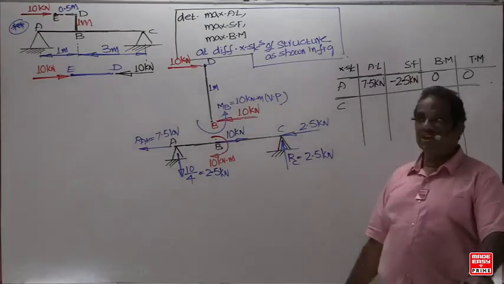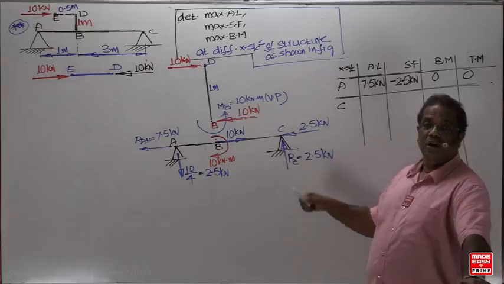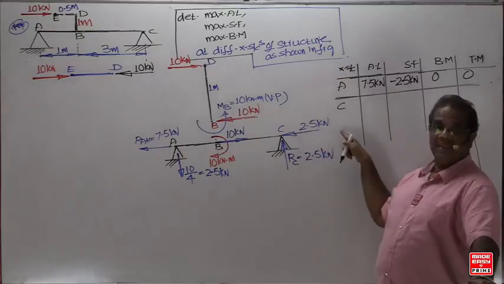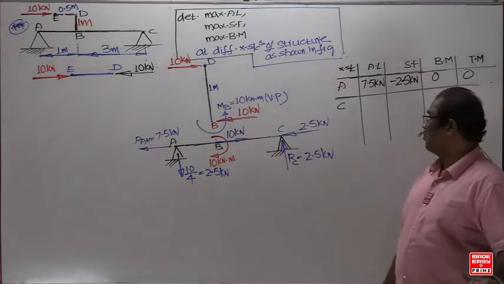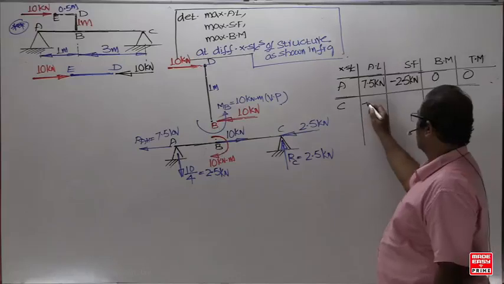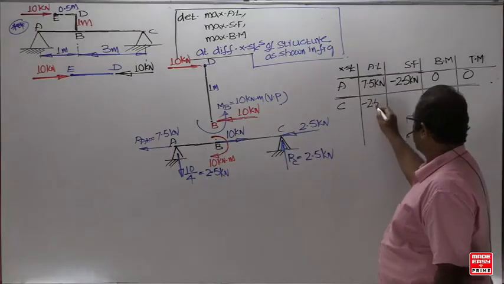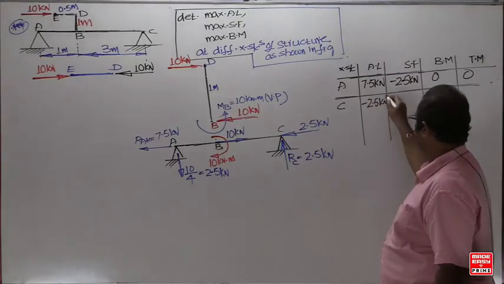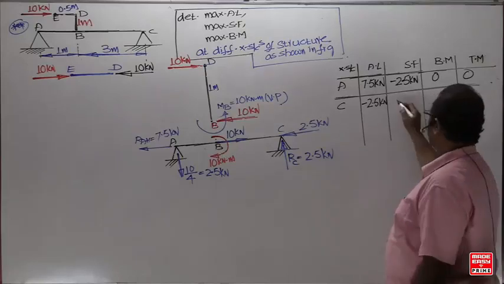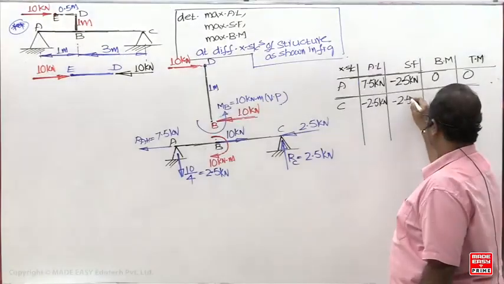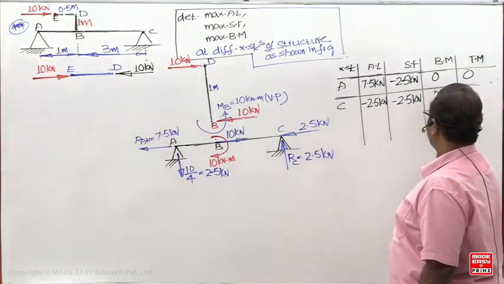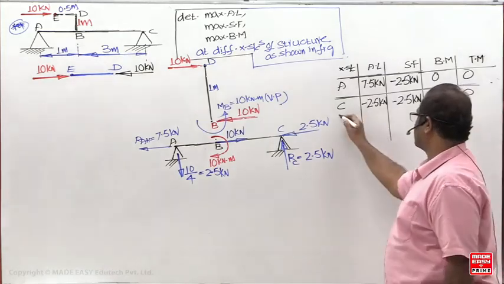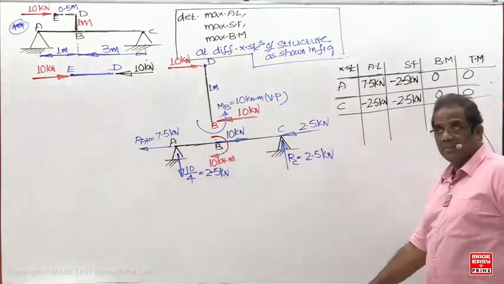Next, what about the other non-junction? C. It is also a non-junction. So directly this will become the axial load and this will become the shear force. So what is the axial load? Minus 2.5. What is the shear force? Minus 2.5. Because bending moment and twisting moment are 0, there is no twisting couple and bending couple at the extreme end.